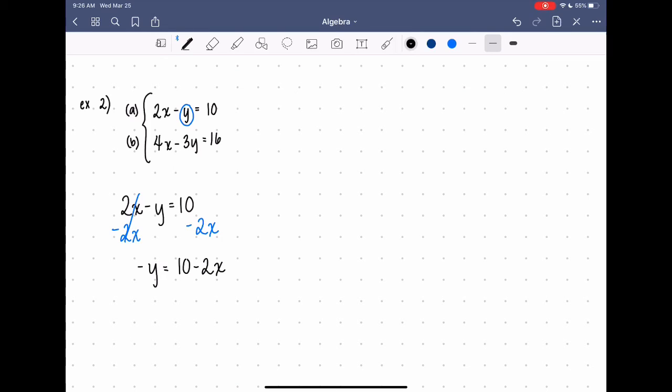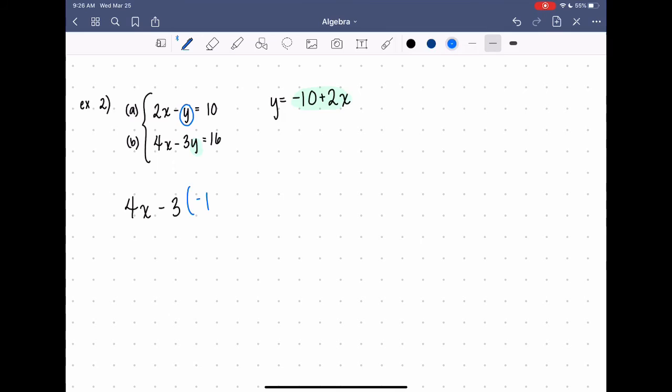Now I only have one thing in the way of that y, and it's that negative. So the easiest fix would just be to switch every single sign. I'll make that one positive, negative, positive, and that's it. So I have y equals -10 plus 2x. And now that I have my y alone, I can take this whole value for y and plug it into the other equation. So I'm gonna write 4x minus 3 times that whole value for y equals 16.